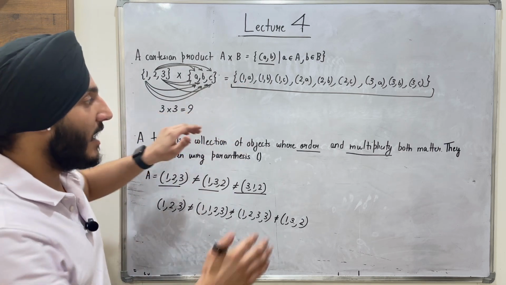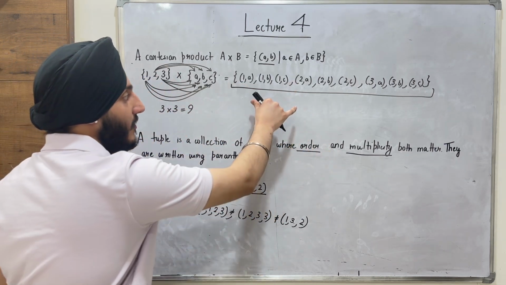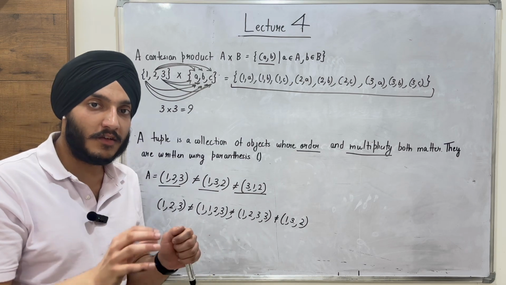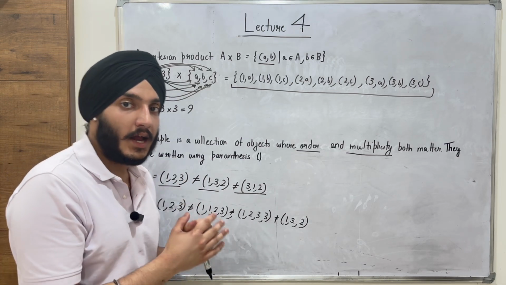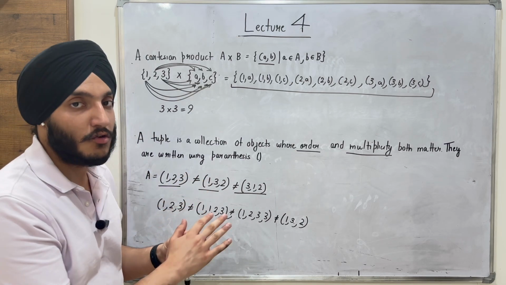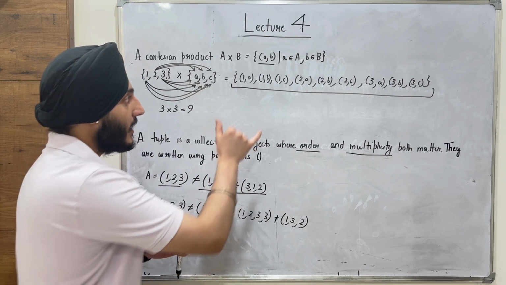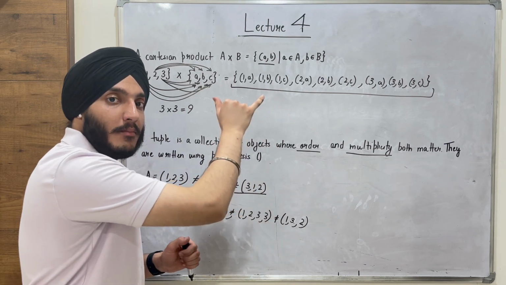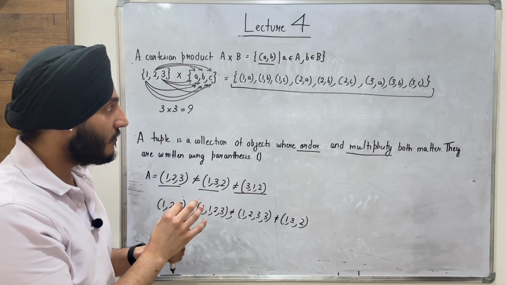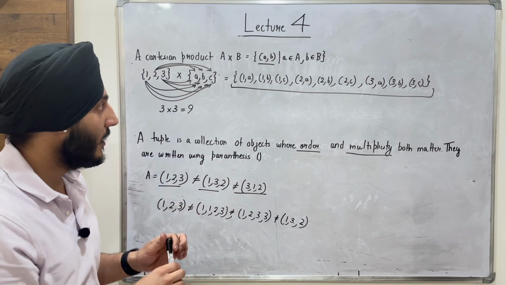If you look at it, I have a set and I have tuples inside it. A very important thing to understand is that in sets, the order and multiplicity do not matter, right? But in tuples, the order and multiplicity matter. Now, this can be a very confusing thing to understand.